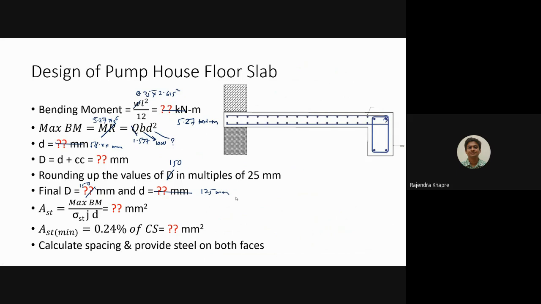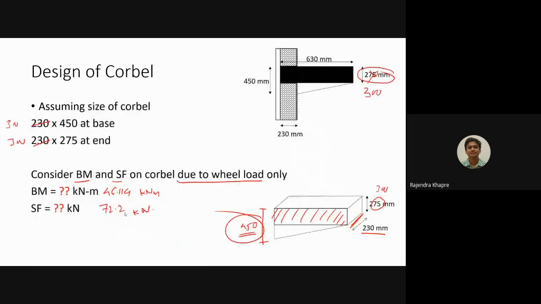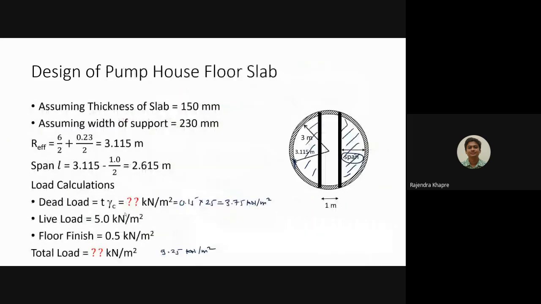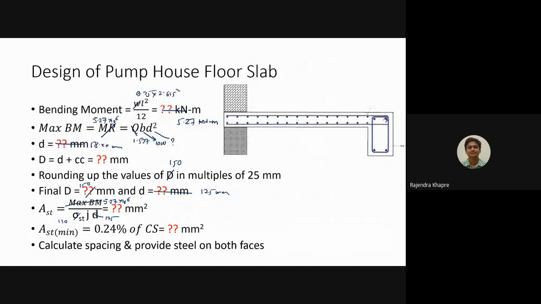Now, let us quickly calculate the AST value. It will be relatively less because bending moment value itself is very small. So bending moment value is something like 5.27 into 10 to the power 6. Sigma st has to be taken as 130. Your depth has to be taken as 125. And I think J value, let me go back, I think J value is 0.86, right? So J value is 0.86. How much is this AST then?